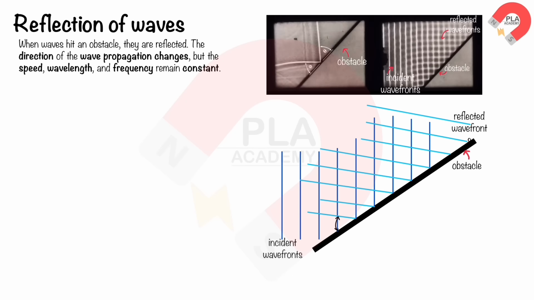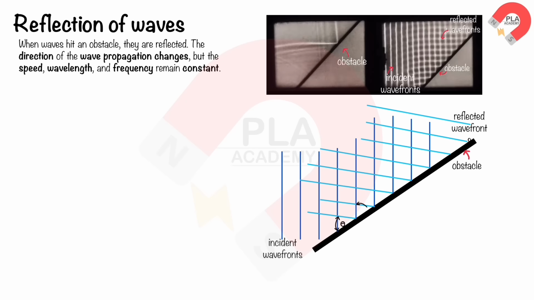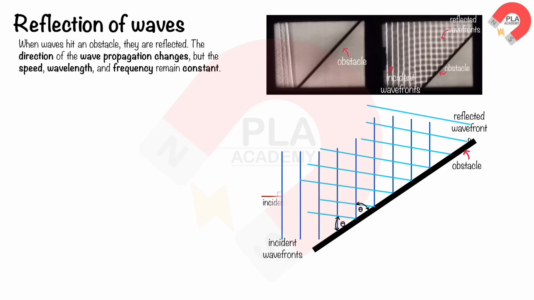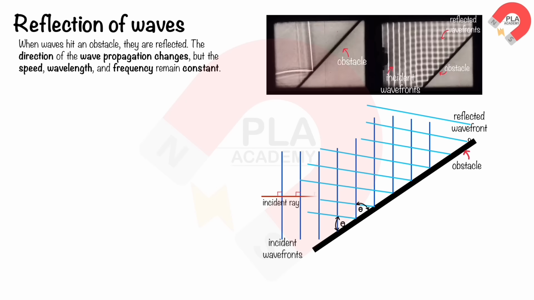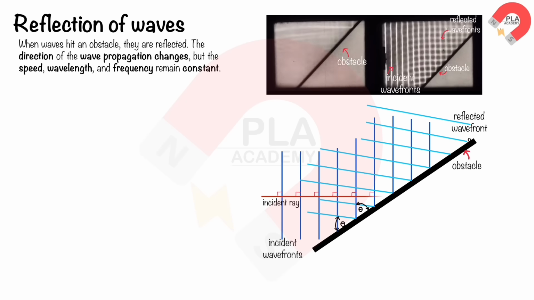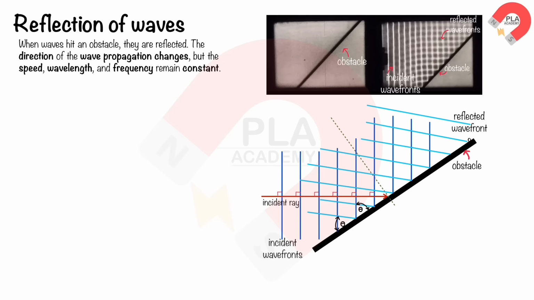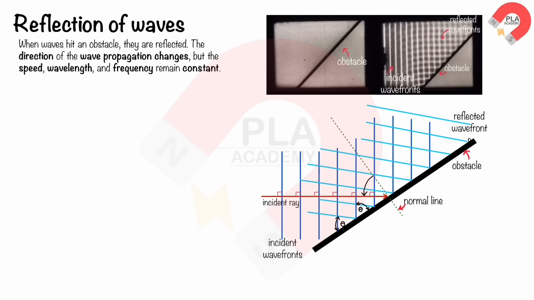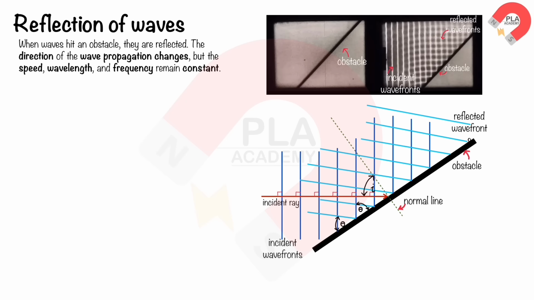The angle between the incident wavefronts and the surface of the obstacle is equal to the angle between the reflected wavefronts and the surface of the obstacle. Draw the incident ray that is perpendicular to the incident wavefronts, and its direction is the direction of wave propagation, direction of energy transfer. Draw the normal line at right angle to the surface of the obstacle. The angle of incidence, I, is between the incident ray and normal line.